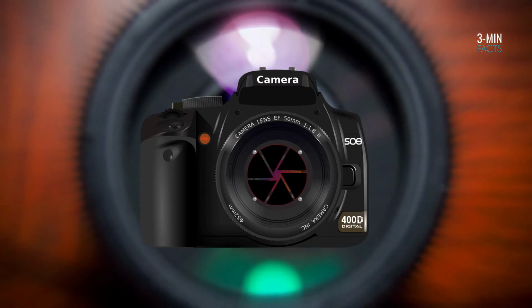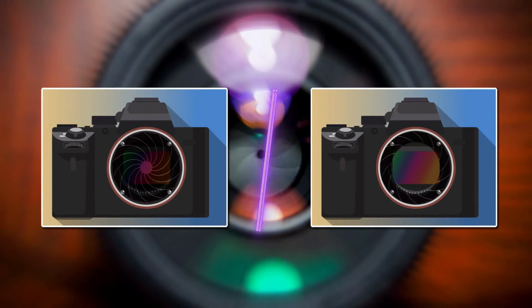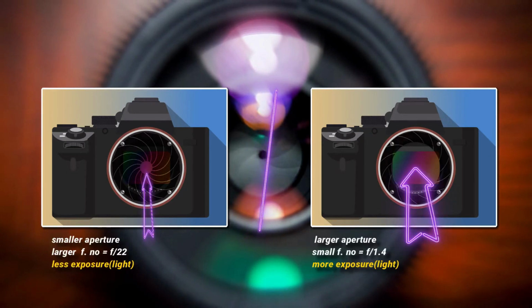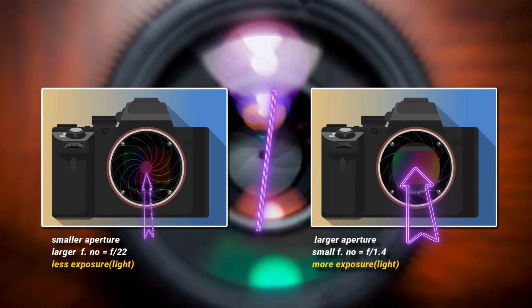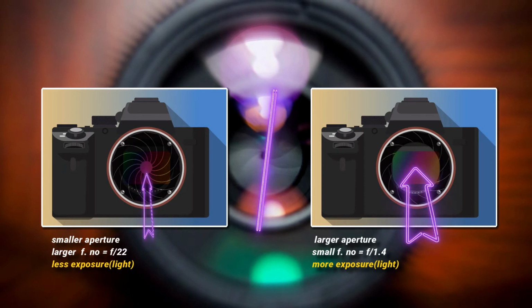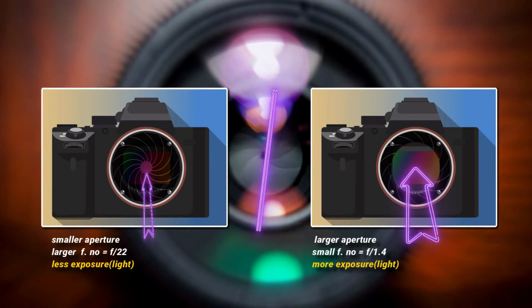And because it can change its size, that means it affects the amount of light that reaches your camera sensor, and directly affects the exposure value. As you can see, a larger aperture (smaller f number) captures more light than a smaller aperture (larger f number).